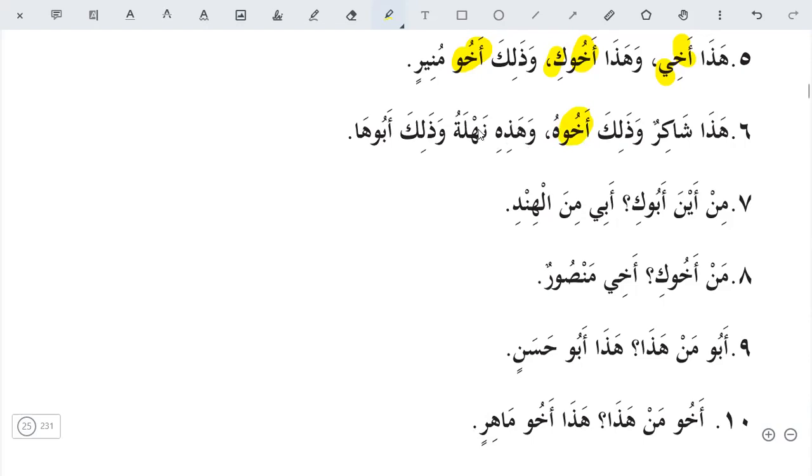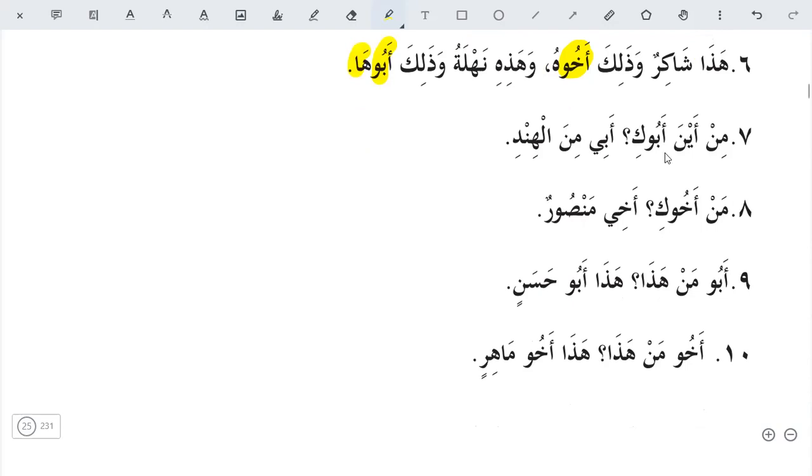Wa hazihi nahlatu, and this is Nahla. Wa zalika abuha, and that is her father. Abu is mudaf, ha is mudaf ilay. Her father. Min aina abuki? Where is your father from? Abu is mudaf, ki is mudaf ilay. Abi min al Hindi, my father is from India.